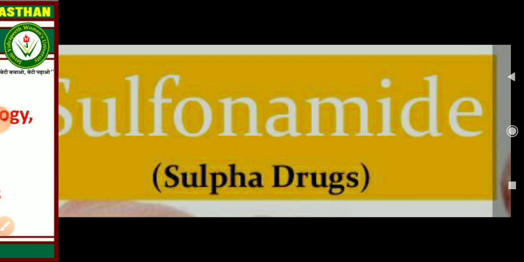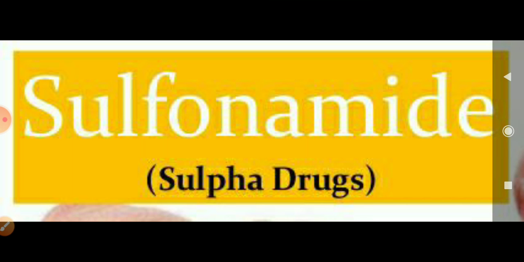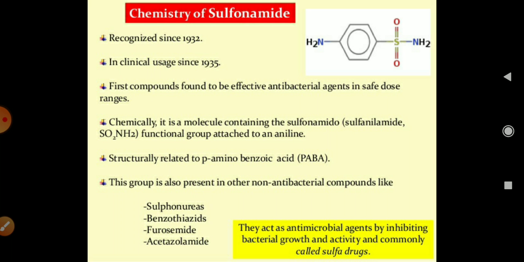So students, today's topic is sulfonamide or sulfa drugs. The chemistry of sulfonamides. This is the structure of sulfonamide. Sulfonamide was recognized in 1932 and has been used since 1935. It was the first compound found to be effective as an antibacterial agent in a safe dose.